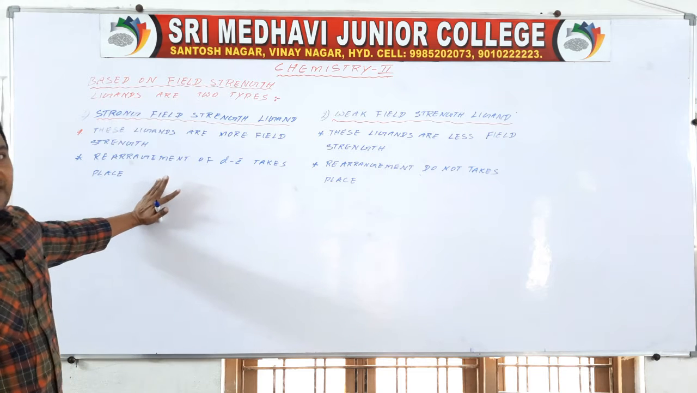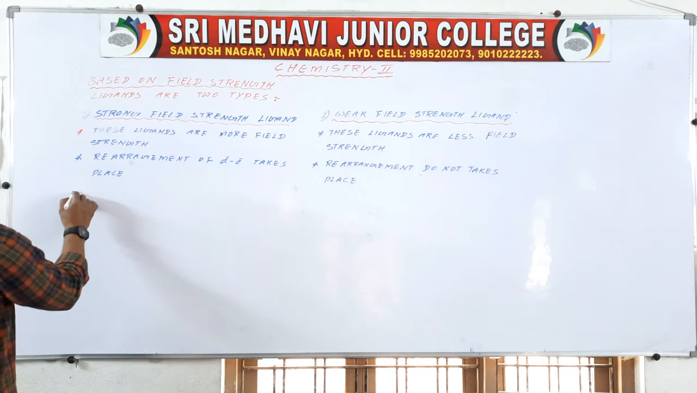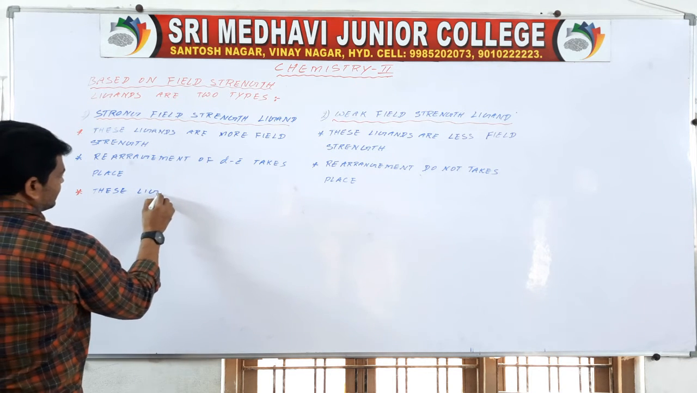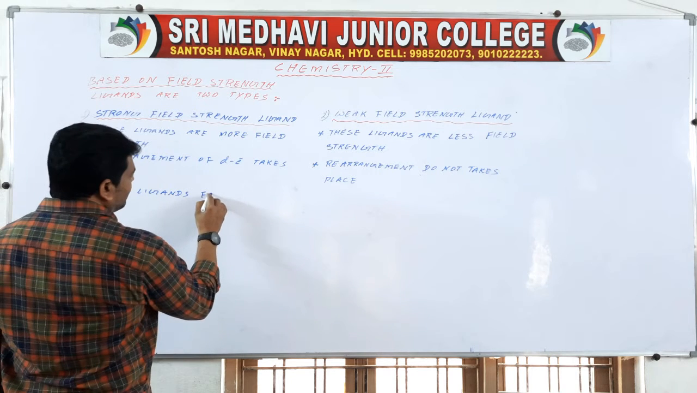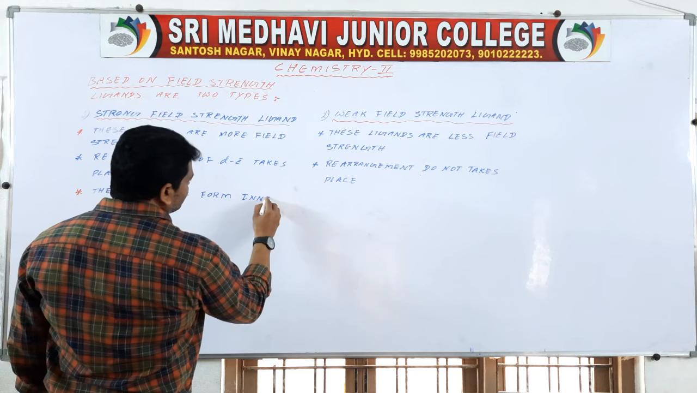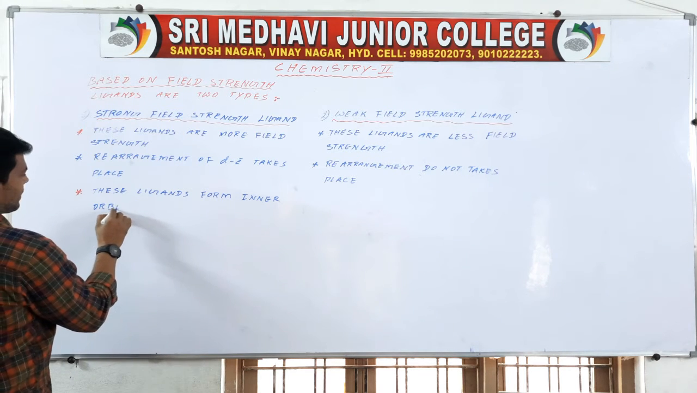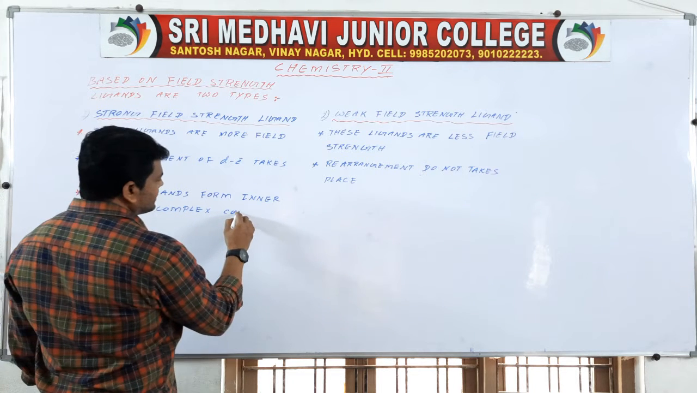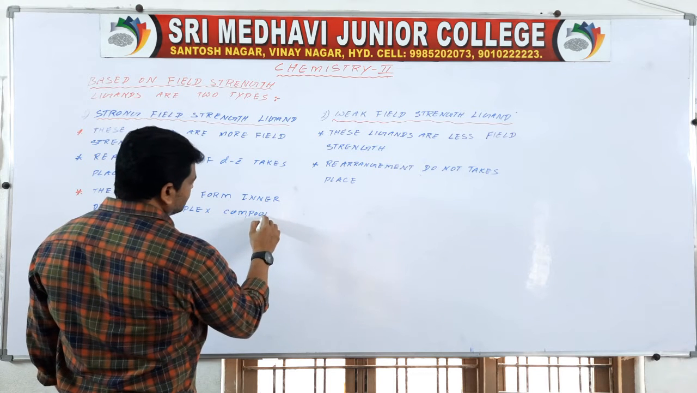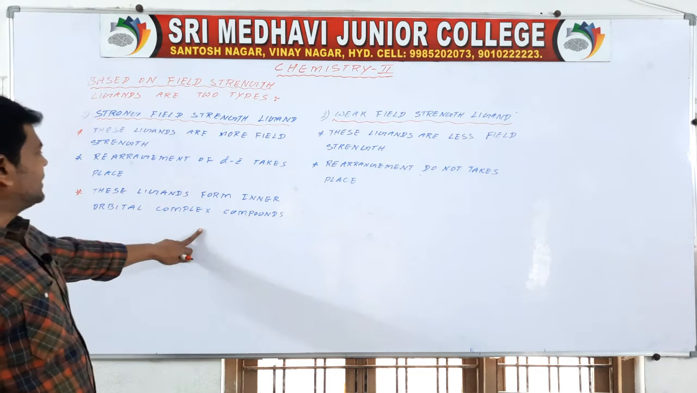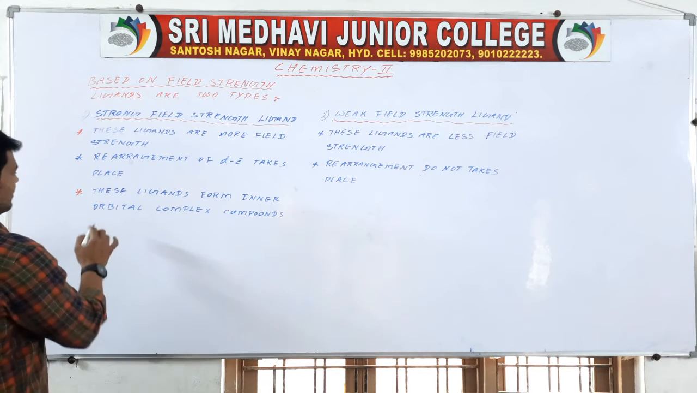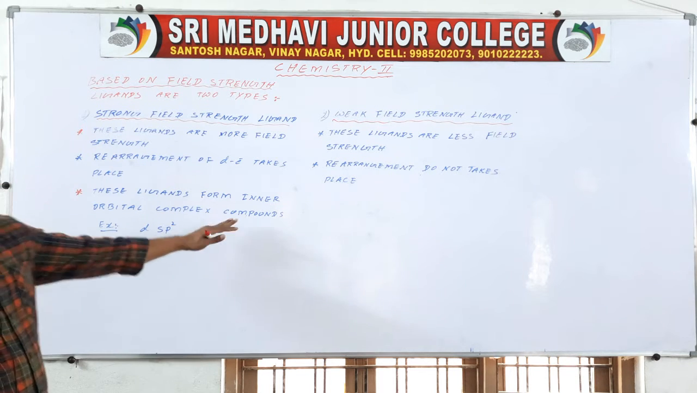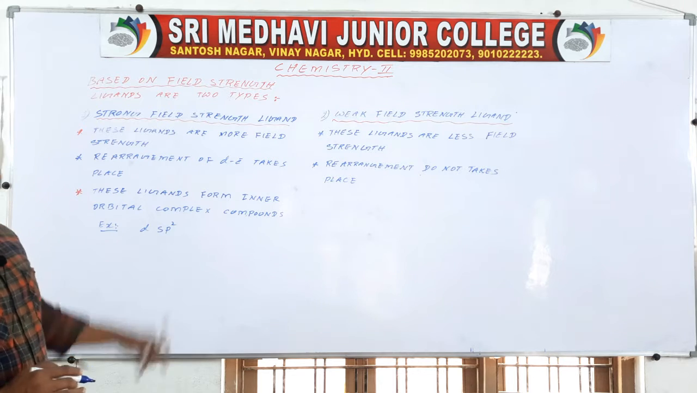Next, these ligands form inner orbital complex compounds, for example d2sp3. Inner orbital means d is in the beginning.